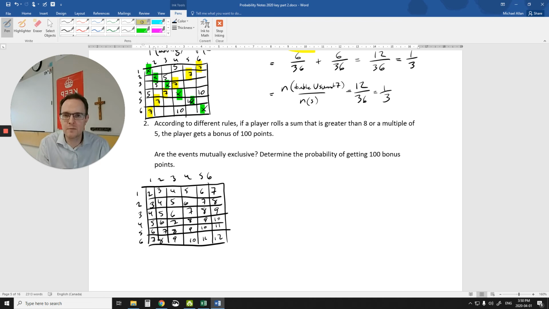Now what I want to know is when are they greater than 8? So greater than 8 would be here, here, here, here. All the 9s, the 10s, the 11s, and the 12s. So that's the greater than 8s. Okay. And yeah, okay, good. Just want to make sure that overlaps nicely.